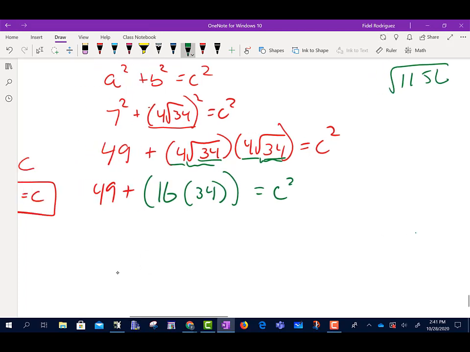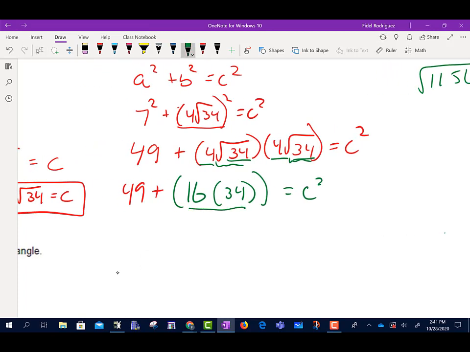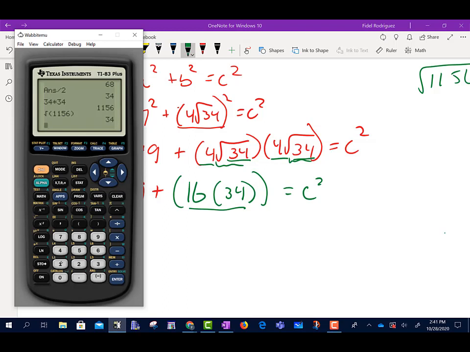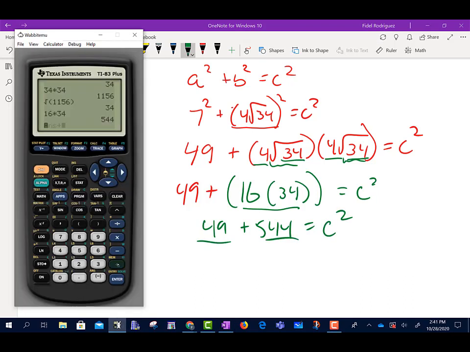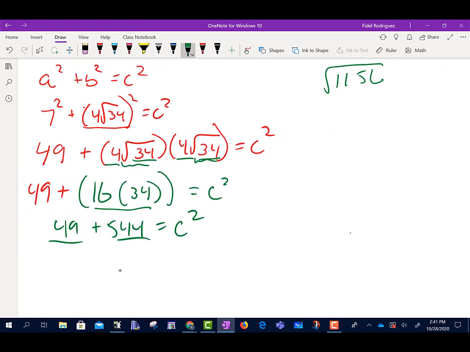Okay, so now we're going to multiply these numbers together. So let me get my calculator again. We're going to say, what is 16 times 34? 544. So we have 49 plus 544 equals C squared. We're going to add those together now. So 544 plus 49 is 593. Okay, so C squared is equal to 593. And remember, we're going to take the square root on both sides.